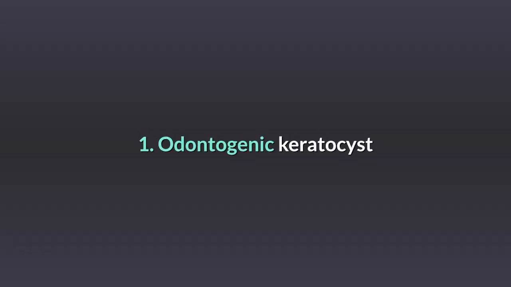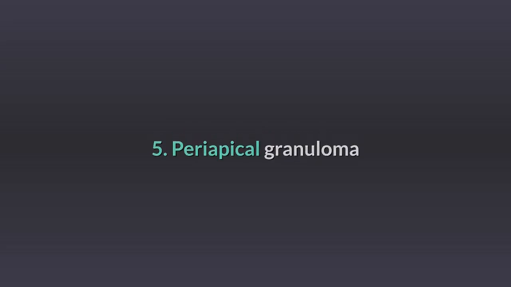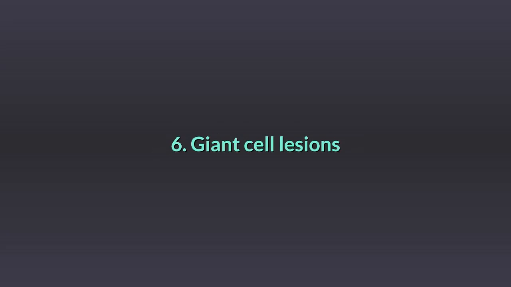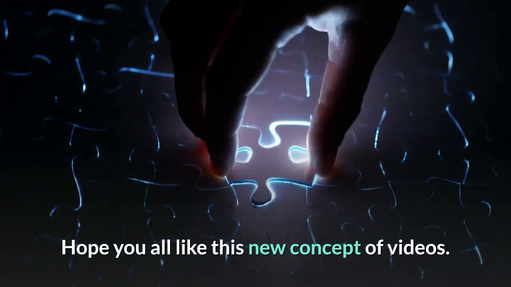1. Is it odontogenic keratocyst or OKC? 2. Is it a traumatic bone cyst? 3. Surgical ciliated cyst. 4. Radicular cyst. 5. Periapical granuloma. 6. Giant cell lesions.